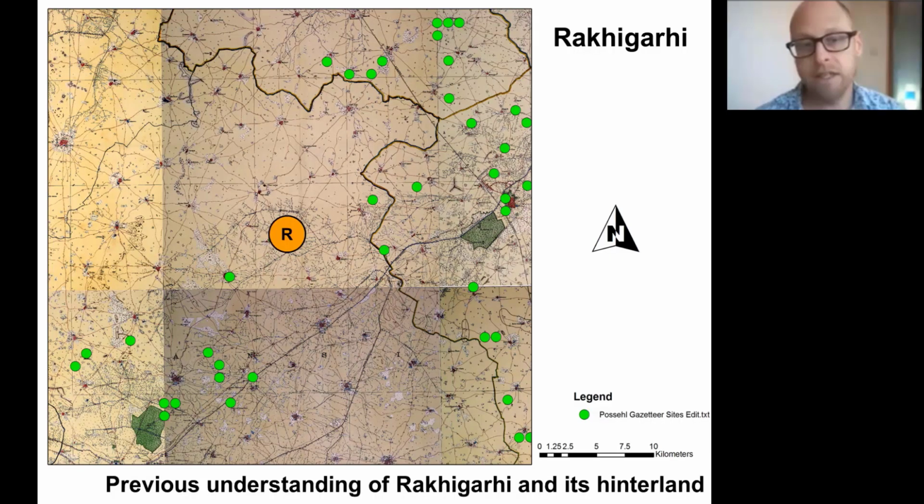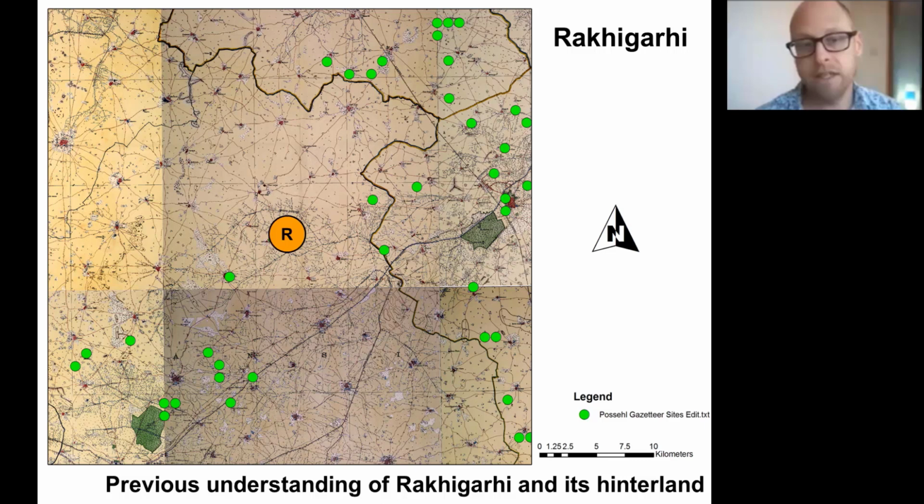Now, this is the fabulous ancient site of Rakhigarhi, which is the largest of the Indus civilization settlements in northwestern India. And before we conducted work in this area, we knew that this large center existed, and we knew that there were settlements in the hinterland around Rakhigarhi. What we didn't know is how this site was situated, how this large urban center was supported by settlements in its hinterland, and what was the long-term settlement history of this location.